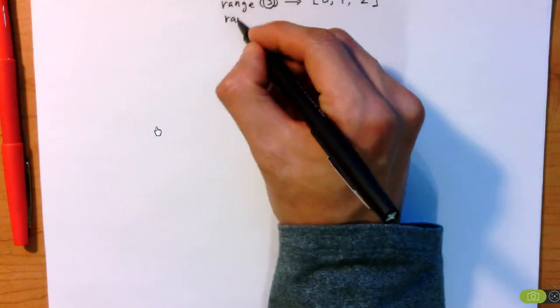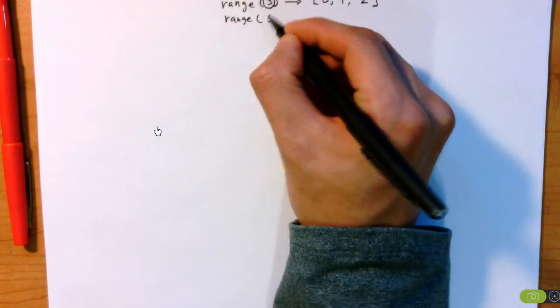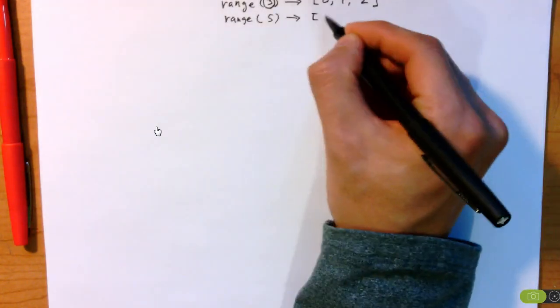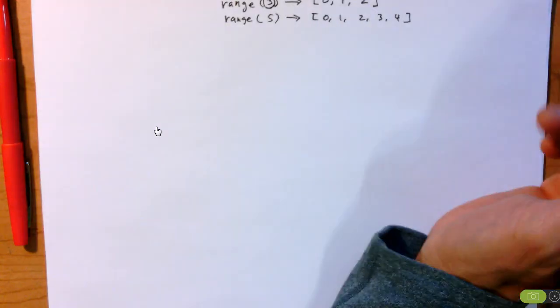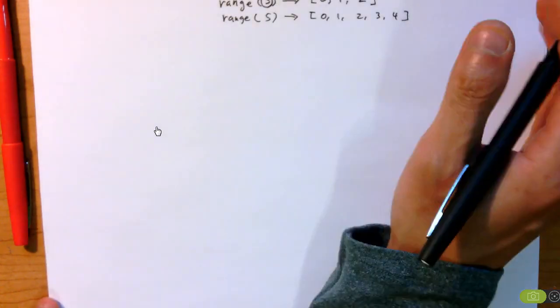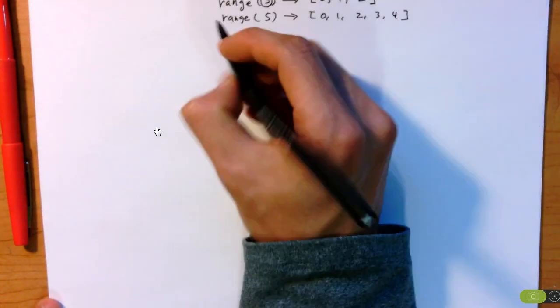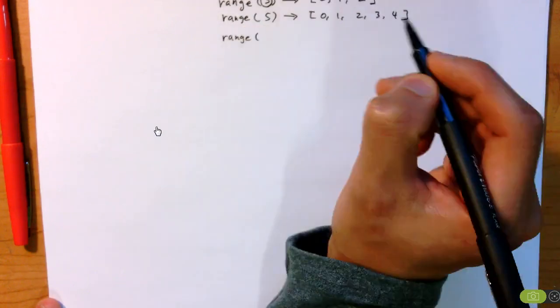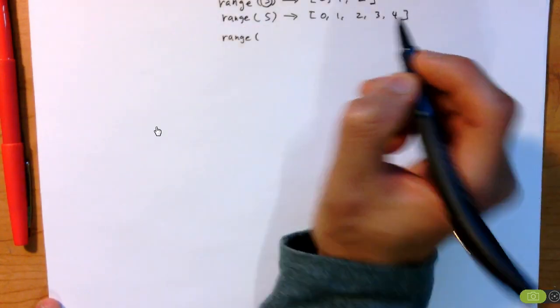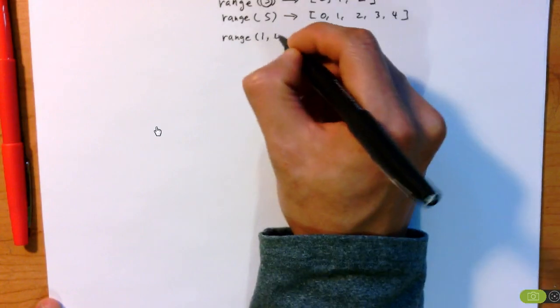So the range 5 means 0, 1, 2, 3, and 4. But there's another range function. This range function will take two integer values as its input. So let's say range, and this example is 1 through 4.